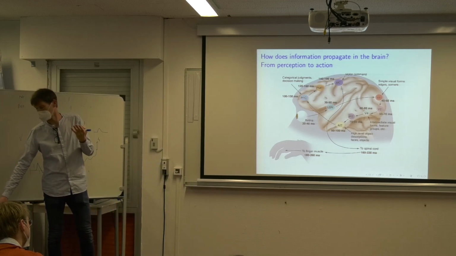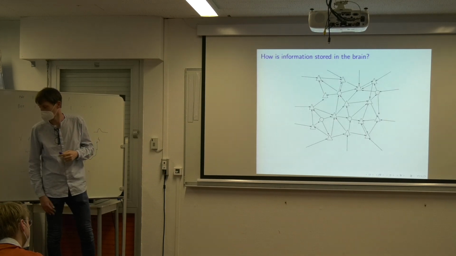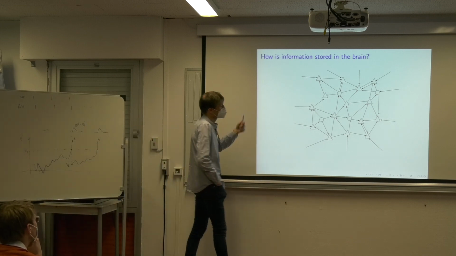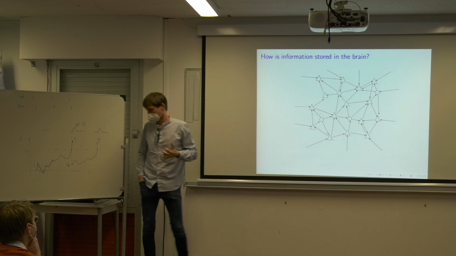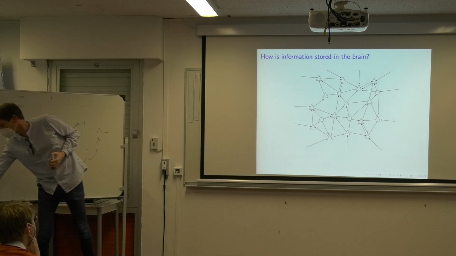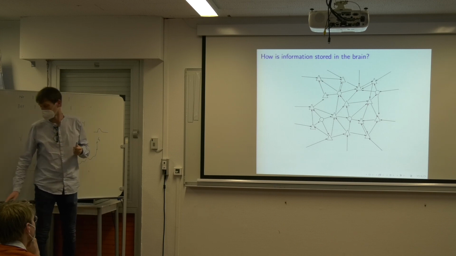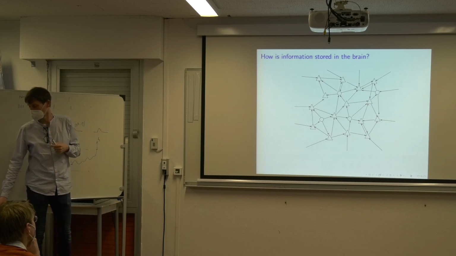Rather, here it will be about how information is stored. So information can propagate in these different brain areas. Now, how is this information stored? So this is really the last part of this introduction. And this is a cartoon that tries to give an intuitive explanation of what happens.